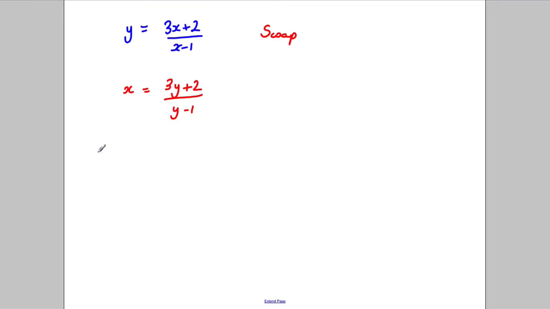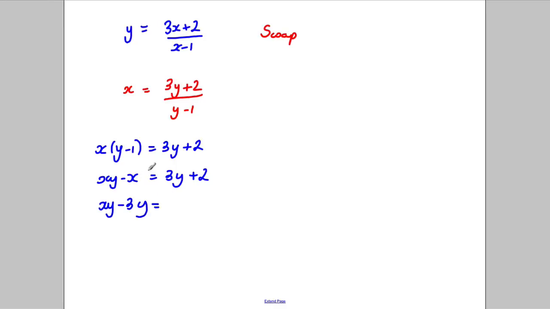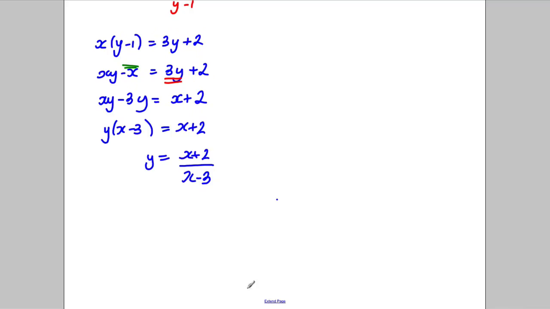So multiply top and bottom by y subtract 1. You'll have x(y subtract 1) is equal to 3y add 2. Expand the brackets: xy take away x is 3y add 2. Bring all the y's together, so xy take away 3y is x add 2. I've taken off 3y from both sides and added an x onto both sides to get all the y's together, all the x's together. Factorise the y as follows and divide by x subtract 3. So y is x add 2 over x subtract 3, and that turns out to be your inverse function.